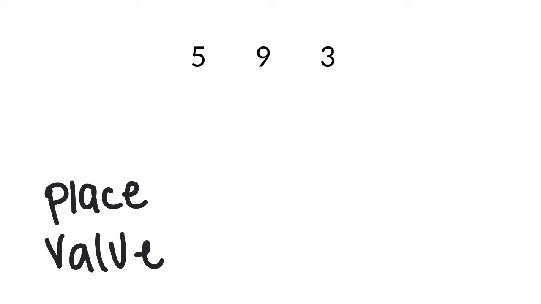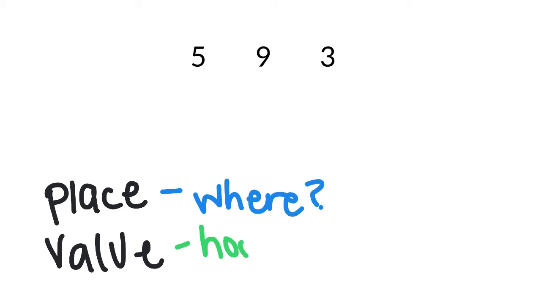So when you see the word place, you should be thinking of where is the number? Is the number the first digit, the second digit, the last digit? Where is it? And then when you see the word value, you should be thinking how much? How much is this number worth? How much is it valued? Is it tens, hundreds, thousands, millions, billions?